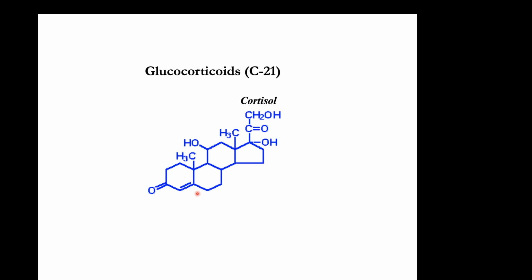This is the structure of cortisol. As we see here, normally in cholesterol there is a double bond between carbon number 5 and 6, but in cortisol, and in the majority of steroidal hormones, the double bond is between carbon number 4 and 5.